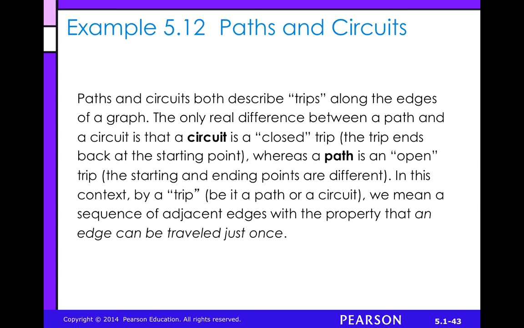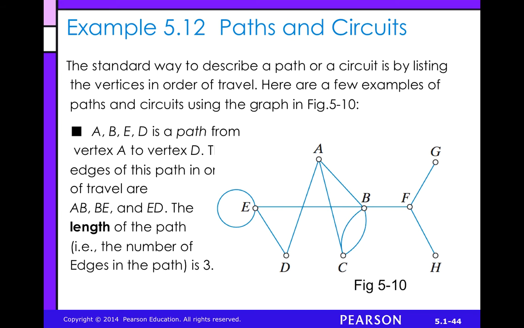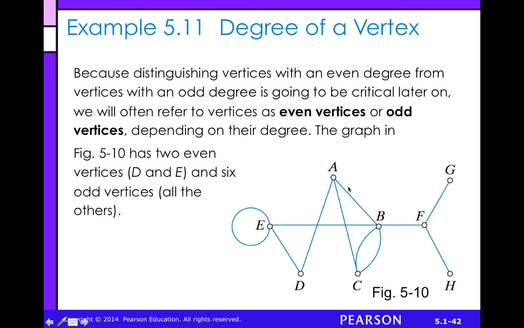In this context, by a trip, we mean a sequence of adjacent edges with the property that an edge can be traveled just once. So basically, you don't want to be doing things like ping-ponging back and forth between A and B all the time. You generally would kick that out because it's inefficient.